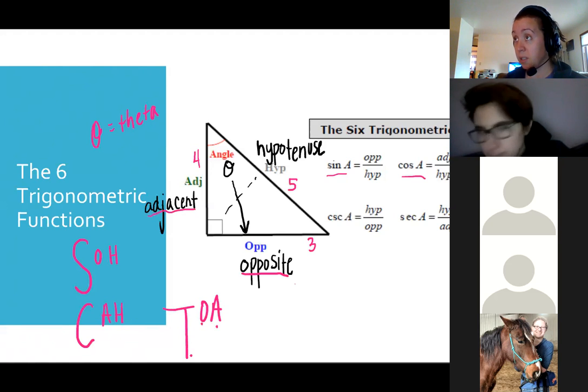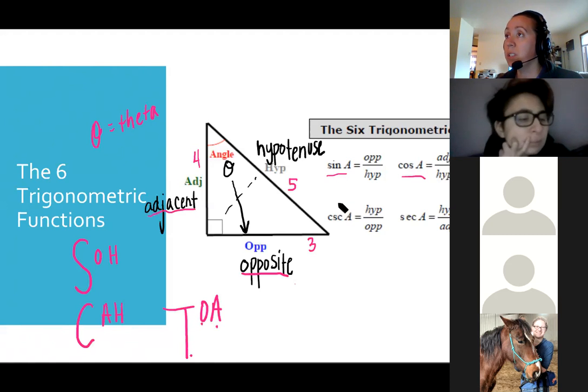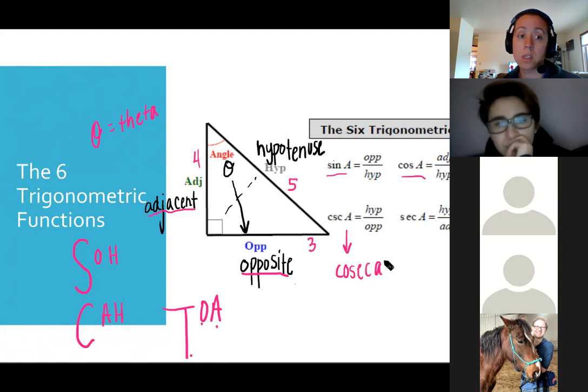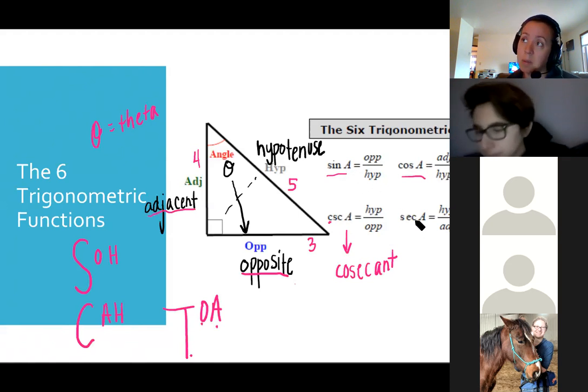And then these down here, these are the inverse functions. They're just the reciprocal. So this one, cosecant, is under sine because cosecant is the inverse of sine. Sine is opposite over hypotenuse. Cosecant is hypotenuse over opposite. And I always remember that cosecant is the opposite of sine because it starts with the other letter. Secant can't be the opposite of sine because they both start with an S. You have to have an S and a C. That's how I remember it.